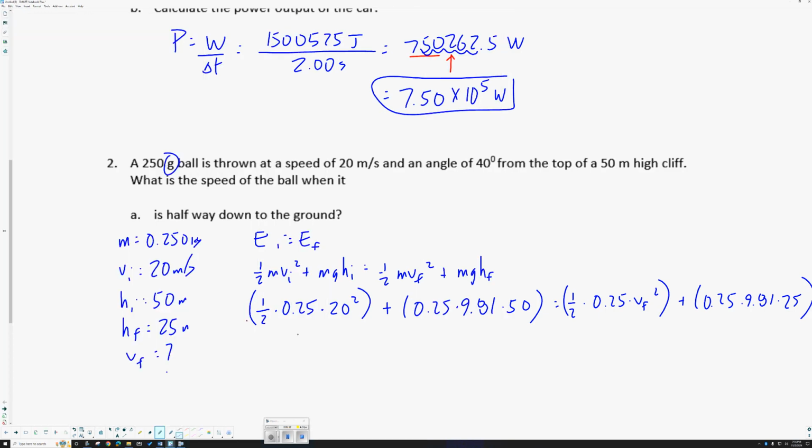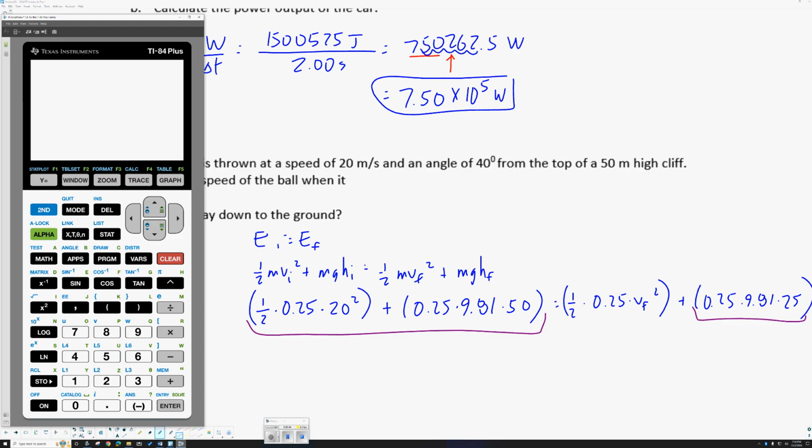I think I want to calculate this side and this term and then combine those. So let's do the left side first here. Let's say bracket 0.5 times 0.25 times 20 squared, and that first bracket, plus bracket 0.25 times 9.81 times 50, and that second bracket. On the left-hand side here, I'm going to get 172.625.